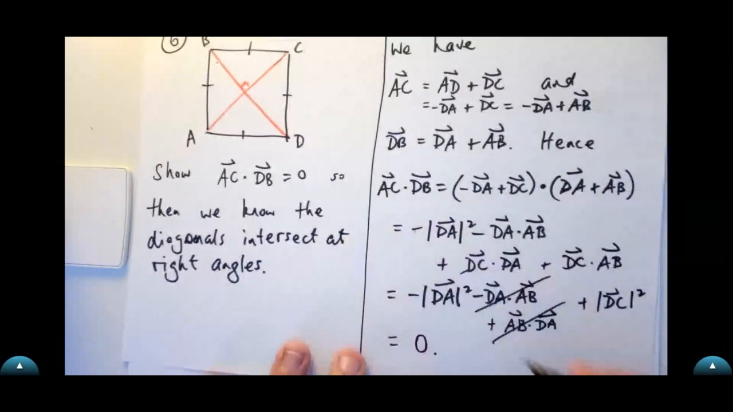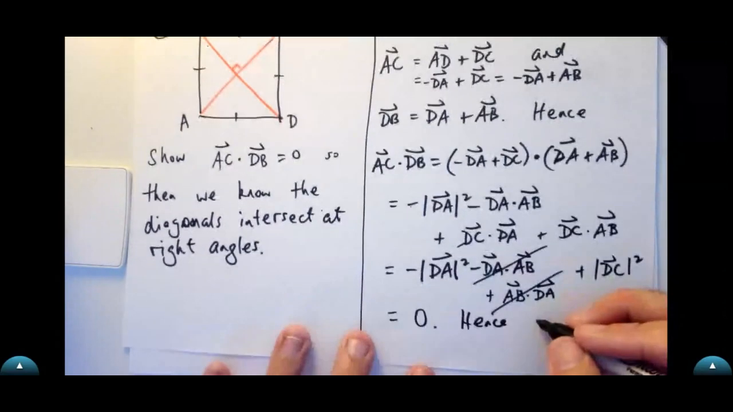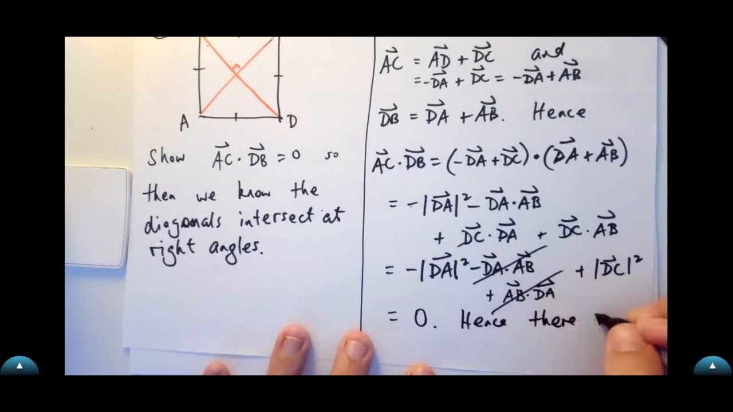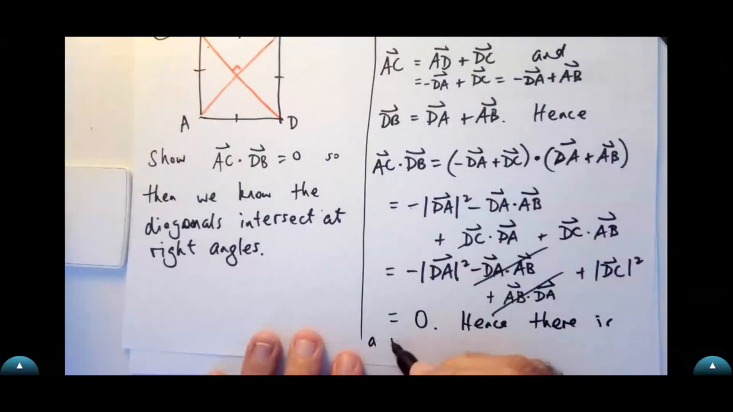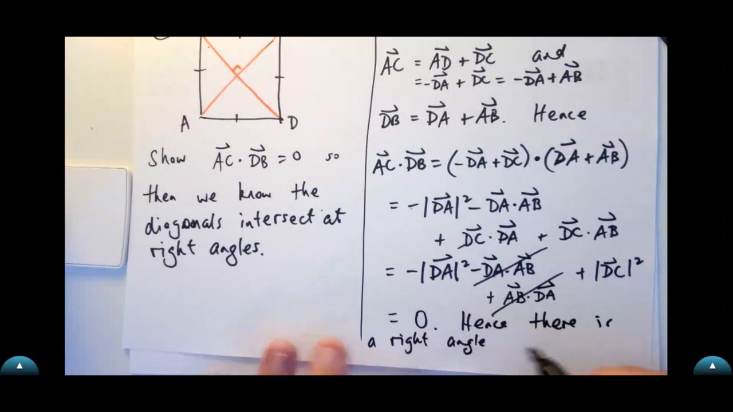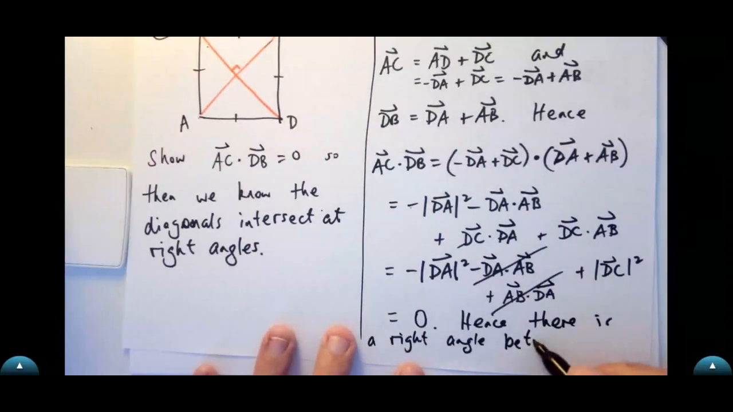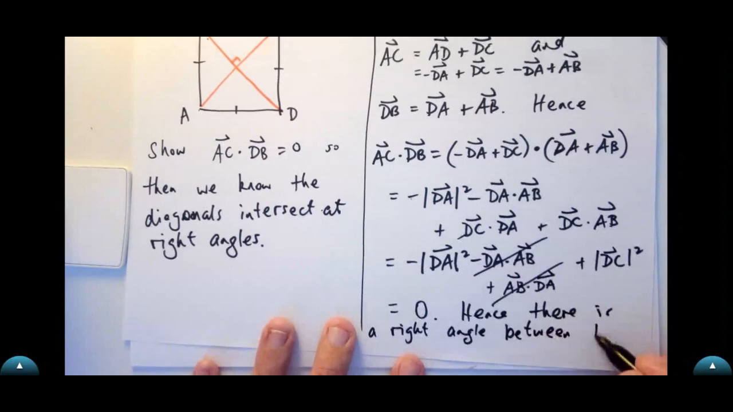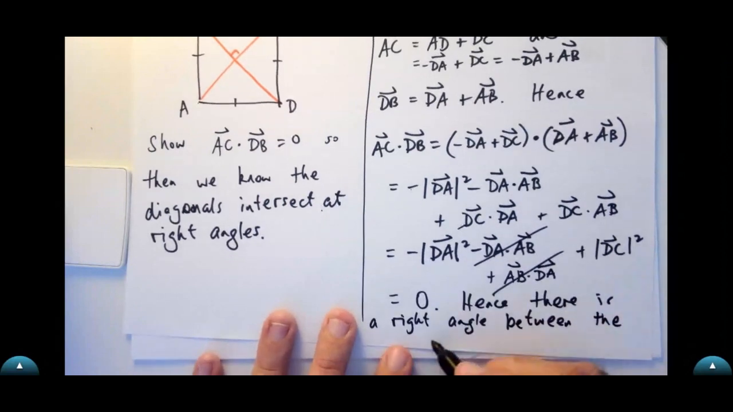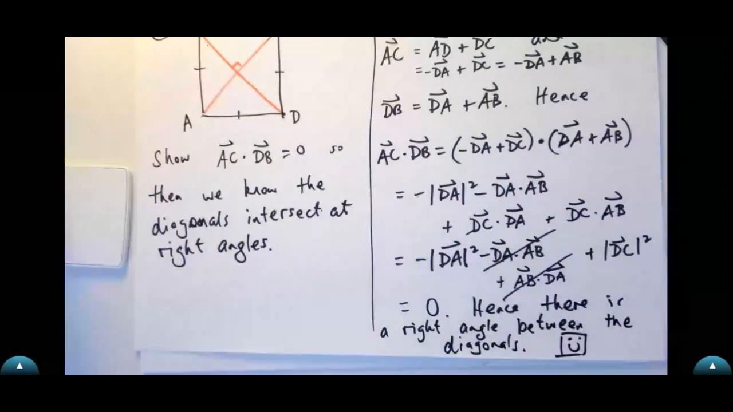So we know that the dot product's 0, hence there is a right angle between the diagonals. So I've just squeezed it in there.